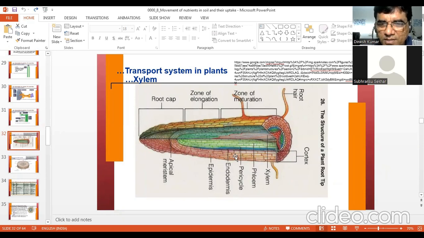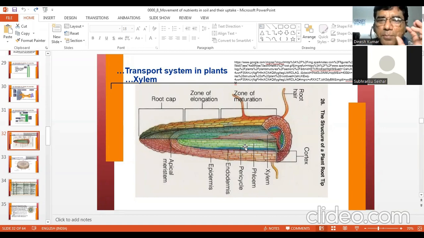And after cortex, you have a layer of endodermis. Endodermis layers are there. You can see this endodermis. And then one more comes, that is pericycle. Pericycle may be single layered or multi-layered. Here it is shown single layered, I think. And then you get xylem inside. This green one is phloem. This is xylem in the central part, surrounded by phloem.